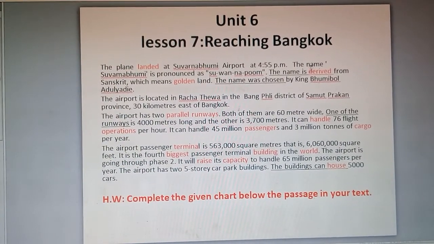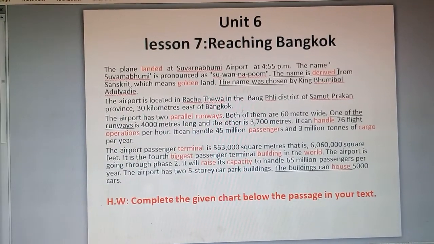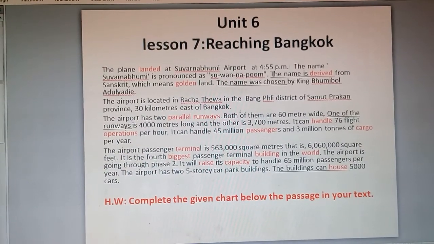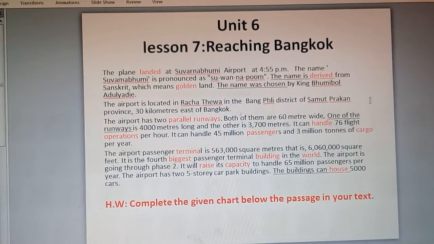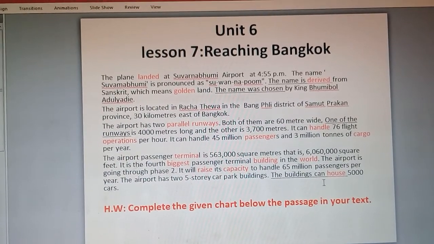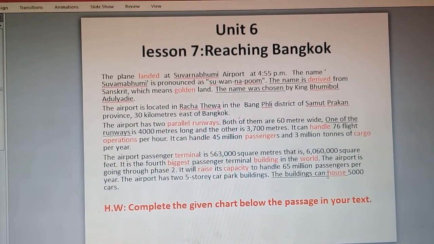Now we go for the grammatical analysis. The name is derived. This is the passive, so you have to keep in mind for question number 3. The name was chosen. This is also the passive. One of the runways: you have to keep in mind that after one of, you have to give the plural.